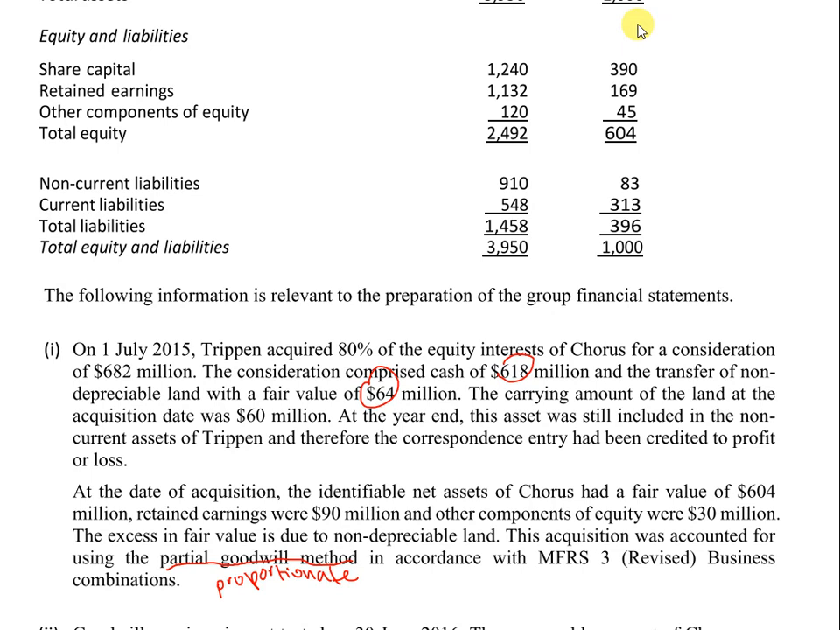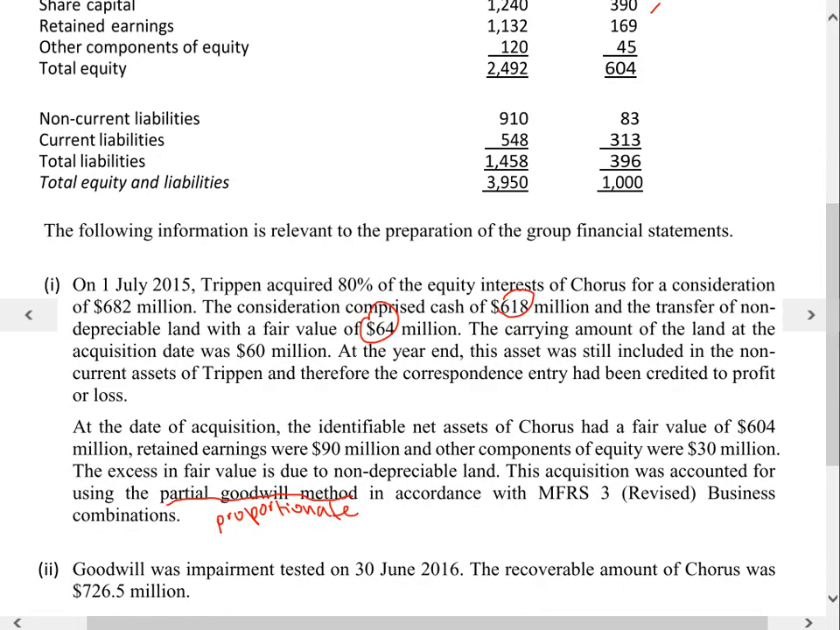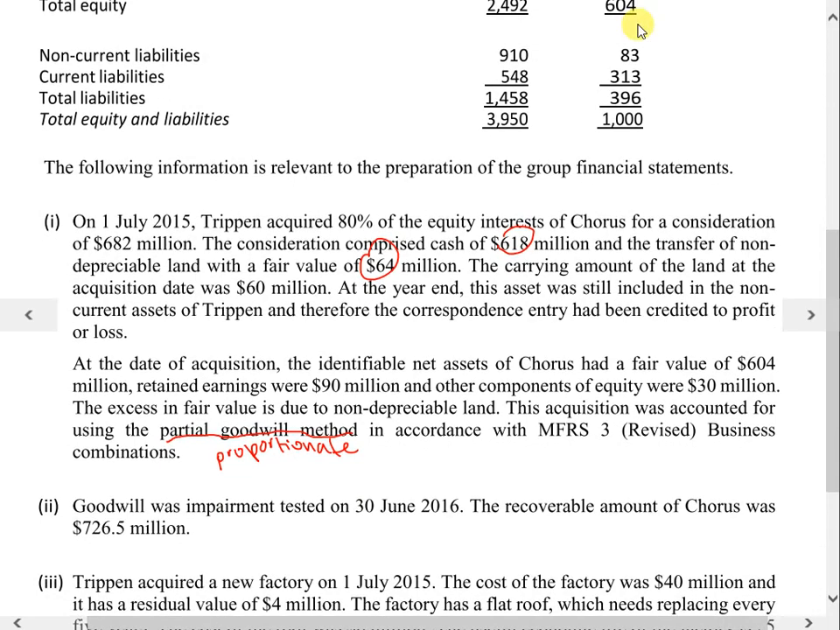So what is the ordinary share capital? The ordinary share capital is 39. What about the retained earnings? The retained earnings is 90. And the OCE is 30. Any difference will be the non-depreciable land. So anyway, we have the 604.